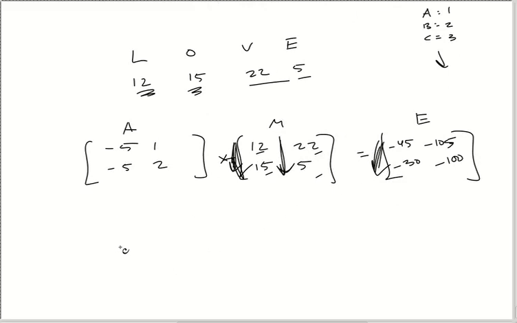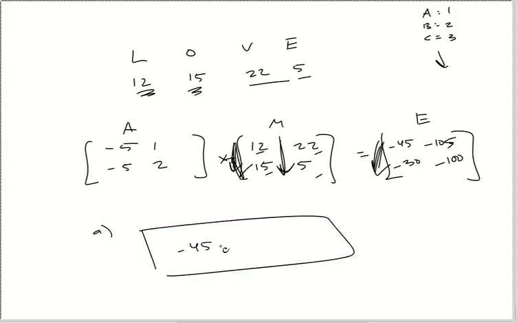And so I'm going to write out my encoded message here as numbers. That was supposed to be a nice little box. Part A, answer. Here you go. Negative 45, comma, negative 30, comma, negative 105, comma, negative 100.